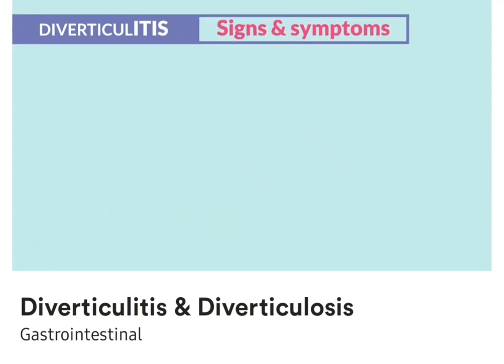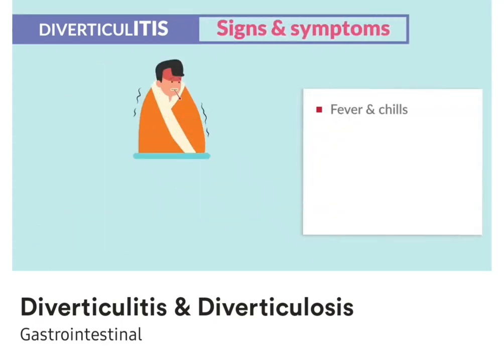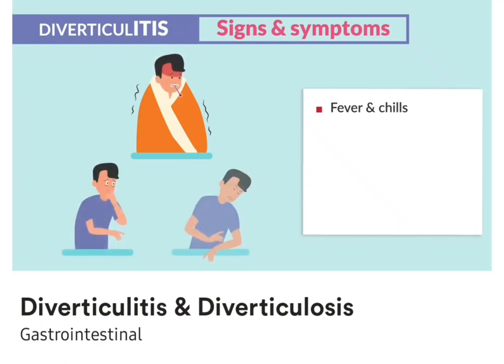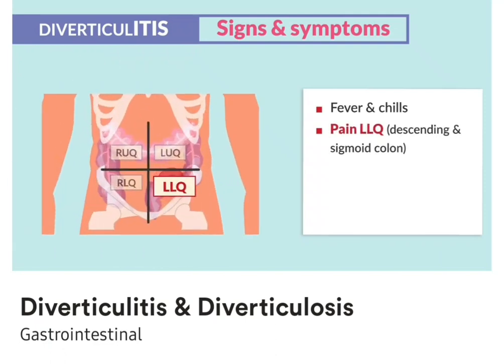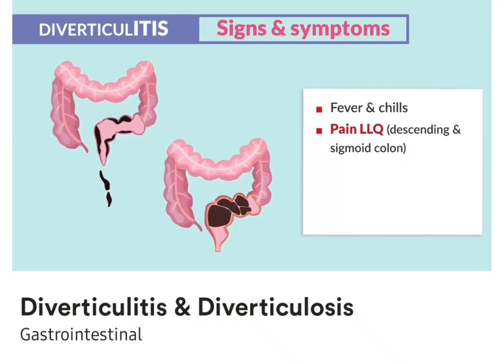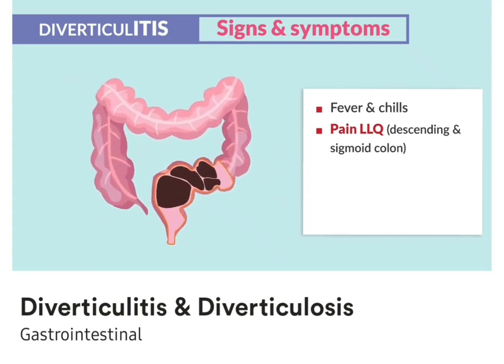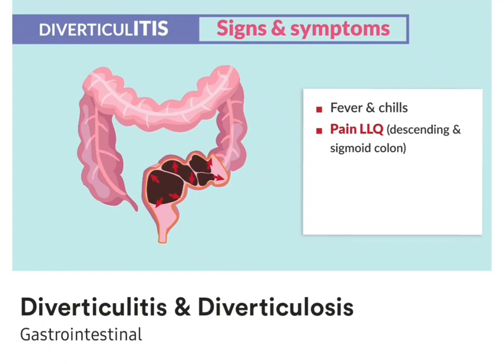Now, in terms of signs and symptoms, write it down here. Fever and chills is a common sign from the infection, as well as nausea and vomiting with, key term, pain in the left lower quadrant. This indicates the descending and sigmoid colon, as well as stopping and starting bowels like diarrhea and constipation, but over and over again.